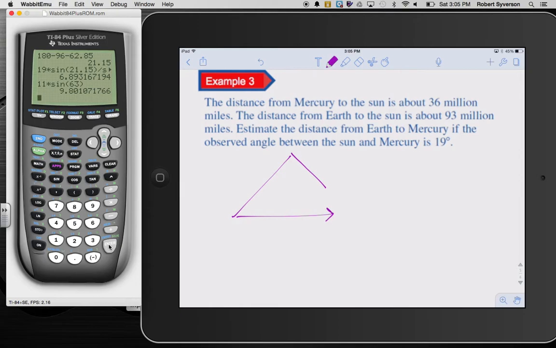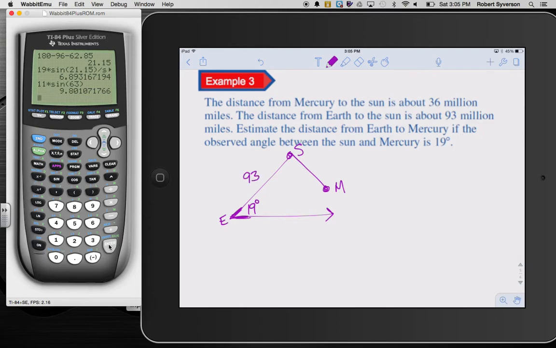we're on Earth. Okay, here's Earth. And there is an observed angle between the Sun and Mercury. And that's going to be at this angle here. Okay, and that's 19 degrees. And here is Mercury. And here is the Sun. And then it says that the distance from Earth to the Sun is about 93 million miles.